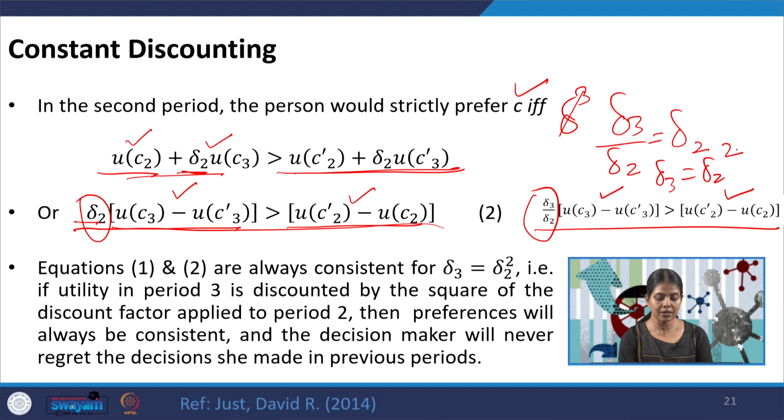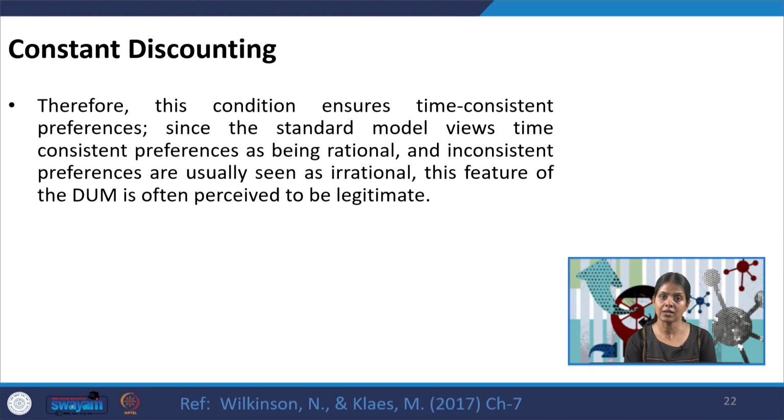So, if utility in period 3 is discounted by the square of the discount factor applied to period 2, then preferences will always be consistent and the decision maker will never regret the decisions she made in the previous period. If this equality does not hold, then we cannot guarantee consistent decision making across time periods. Therefore, this condition ensures time consistent preferences, since the standard model views time consistent preferences as being rational and inconsistent preferences are usually seen as irrational.